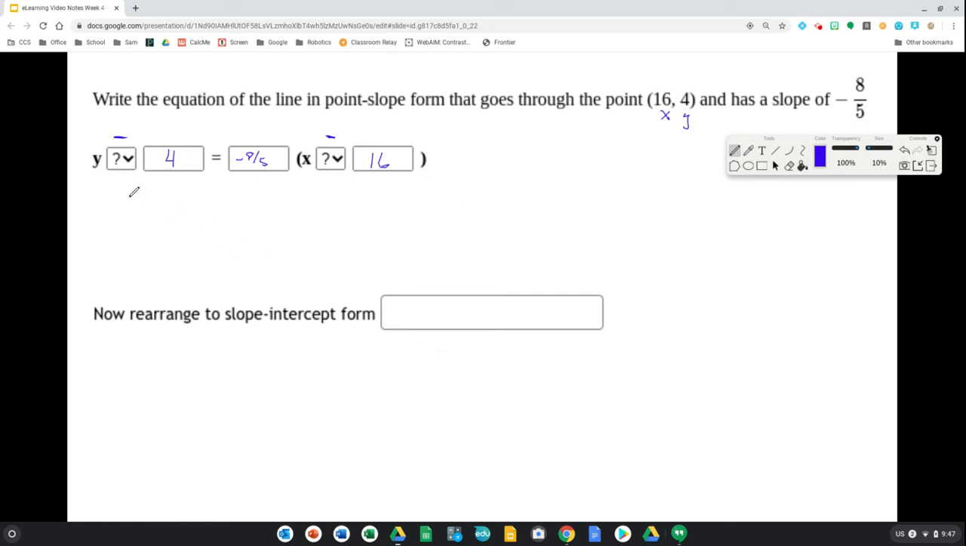And so I'm going to rewrite this so that it's a little bit easier to look at. y minus 4 is equal to negative 8/5, and then in parentheses, x minus 16. And so just like before, we're going to get rid of those parentheses and move things around to get that equation in slope-intercept form. I just realized this one doesn't come out even, so there's a little bit of a problem here.